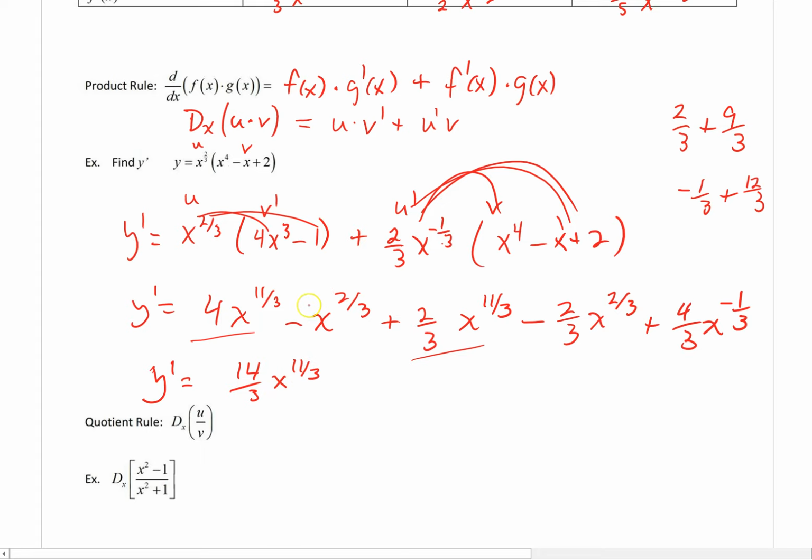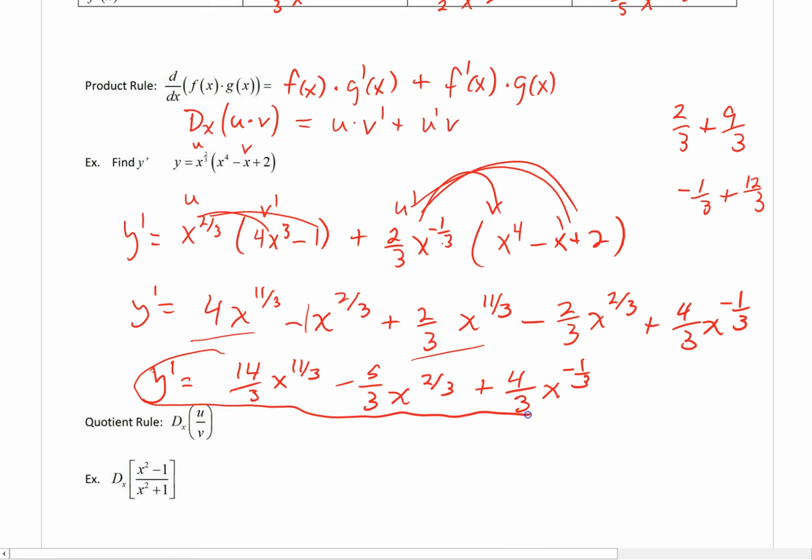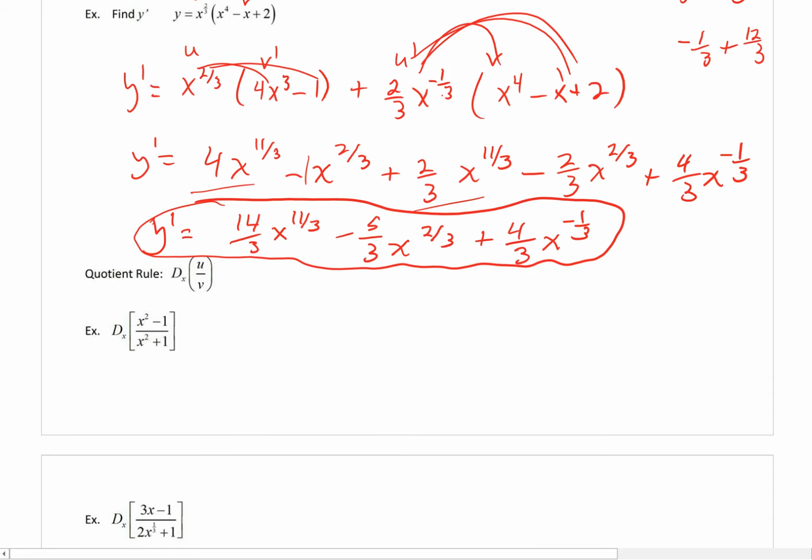And then here we have a -1 and a -2/3. That's going to become a -5/3. And then finally we could say plus 4/3 x to the negative 1/3. So that works out nice and quickly. Product rule definitely gets used extensively.